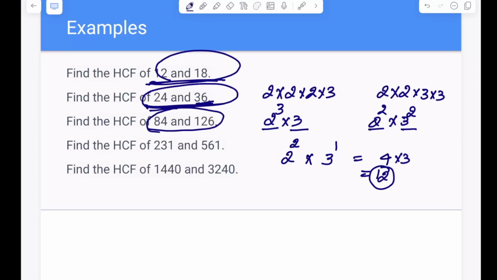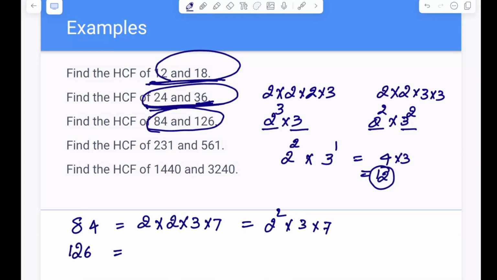Let's solve for 84 and 126. How can we write 84? 84 can be written as 2 into 42, 42 as 2 into 21, and 21 as 3 into 7. That is 2 square into 3 into 7. Now 126 can be written as 2 into 63, 63 as 3 into 21, and 21 as 3 into 7. This is 2 into 3 square into 7.